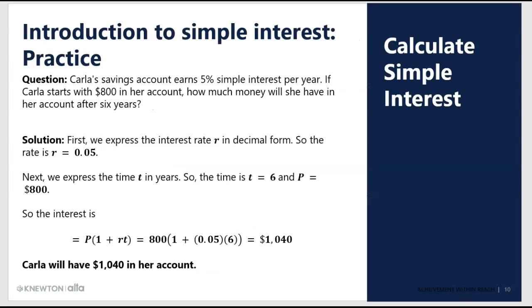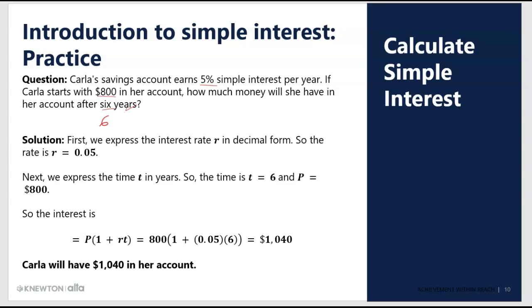So, more practice. Carla's savings account earns 5% simple interest. Savings accounts actually got 5% interest when I was a kid. You go back to the 70s, and that's what you got on a savings account. You put your money in the bank, they would give you 5% per year. She starts with $800 in her account. How much will she have after 6 years? So that's written as words. That's 6 years. I have years and years.